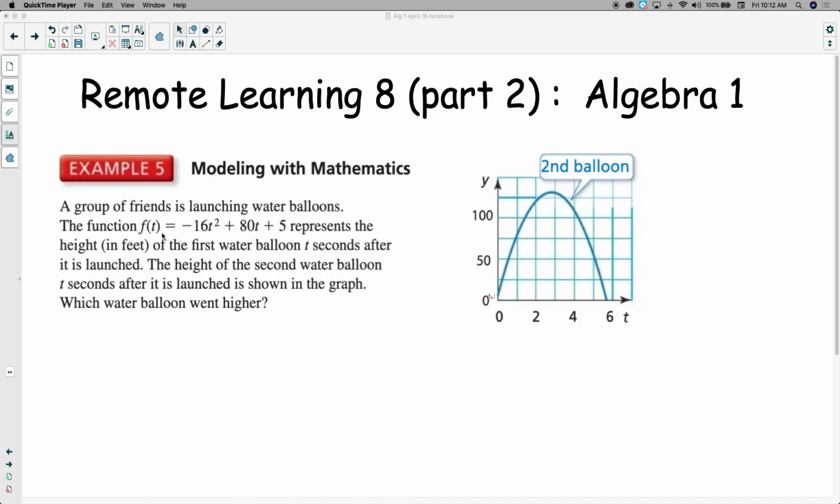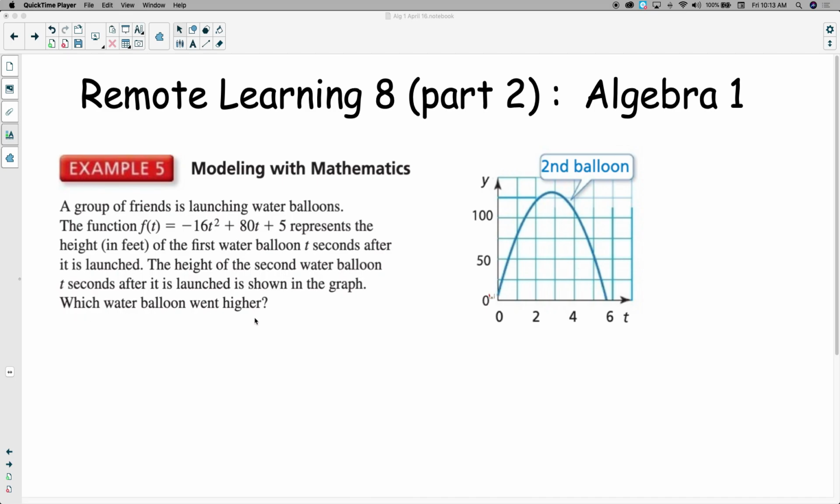Keep in mind that this function is the model for the first water balloon, and this is some picture that isn't this function. It's some picture that they're giving us for the second water balloon, where it looks like the same sort of thing is happening. We have time passing, and then the height of the balloon has been recorded. The height of the second water balloon t seconds after its launch is shown in the graph.